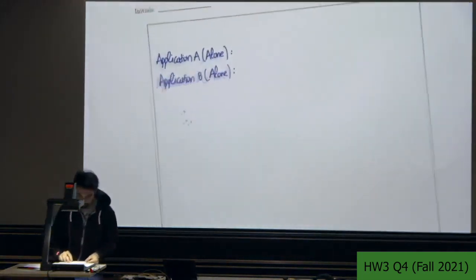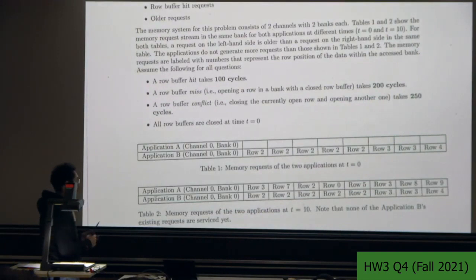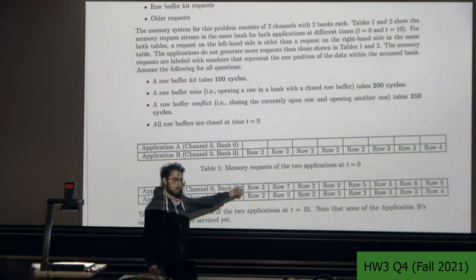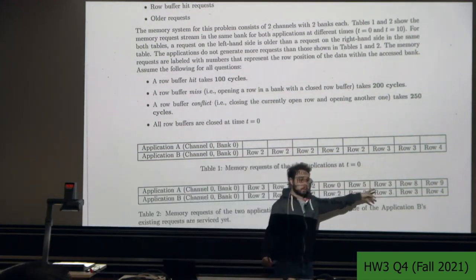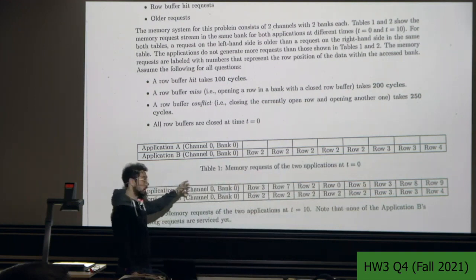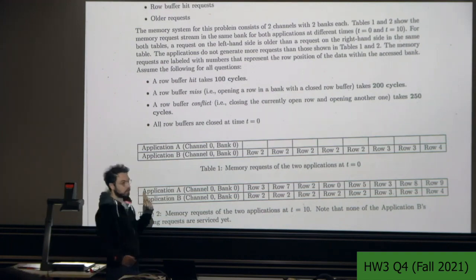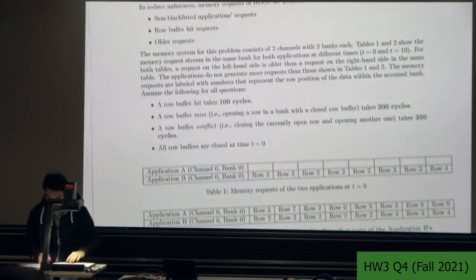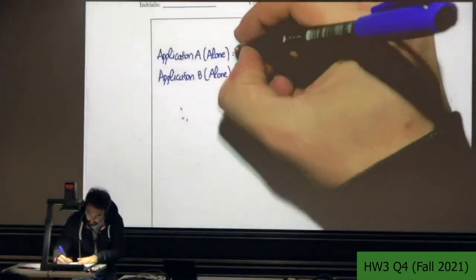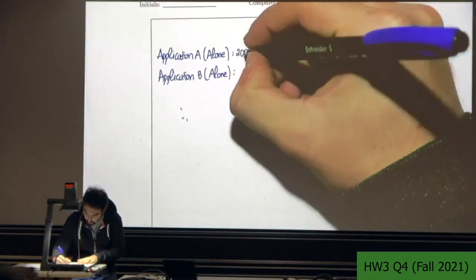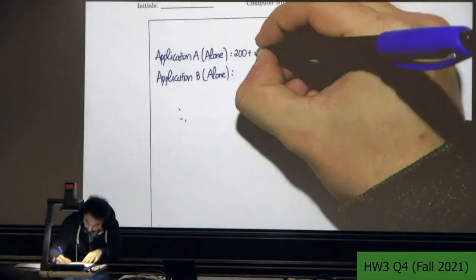So let's see again. When application A runs alone, what will happen? We will perform the request to row 3, and as we see there is another request to row 3. So we can open this row and perform a hit to row 3 for this request that's in the back. And then we perform all the other requests. So what we do is open a row, we have a row miss, row 3, then we execute the request in row 3, which is a hit.